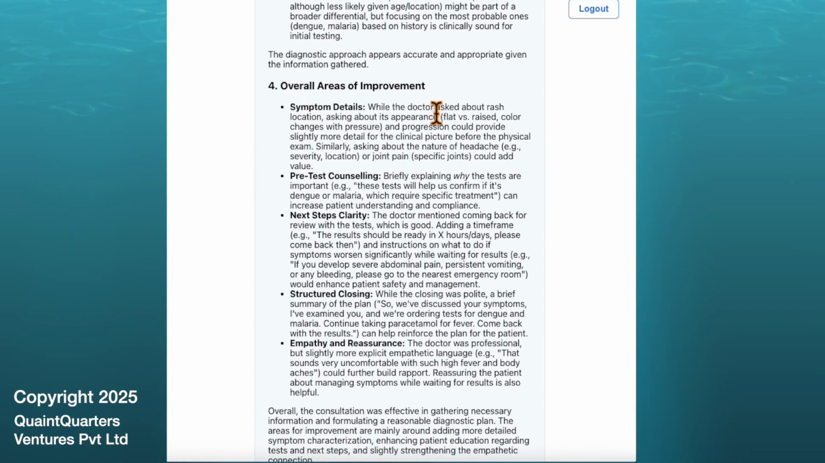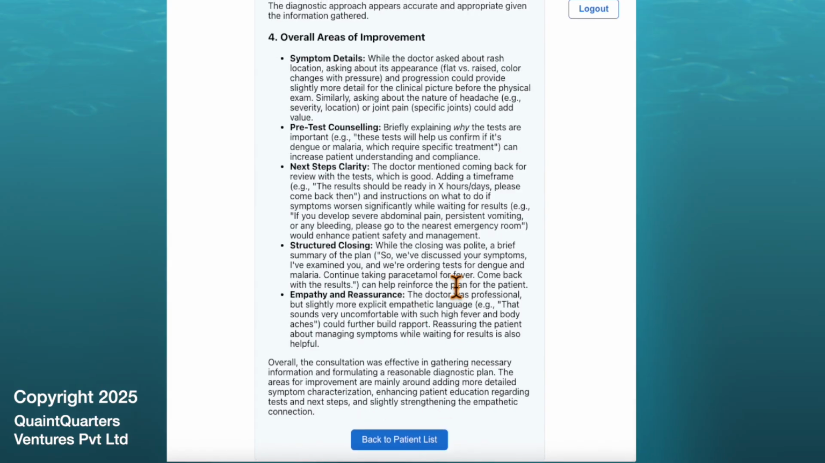Overall areas of improvement for the doctor have been mentioned out here, and this is the total list of the consultation. So overall, this is how this helps the medical student learn better. So I think this is all as far as this particular demo is concerned. Thank you.